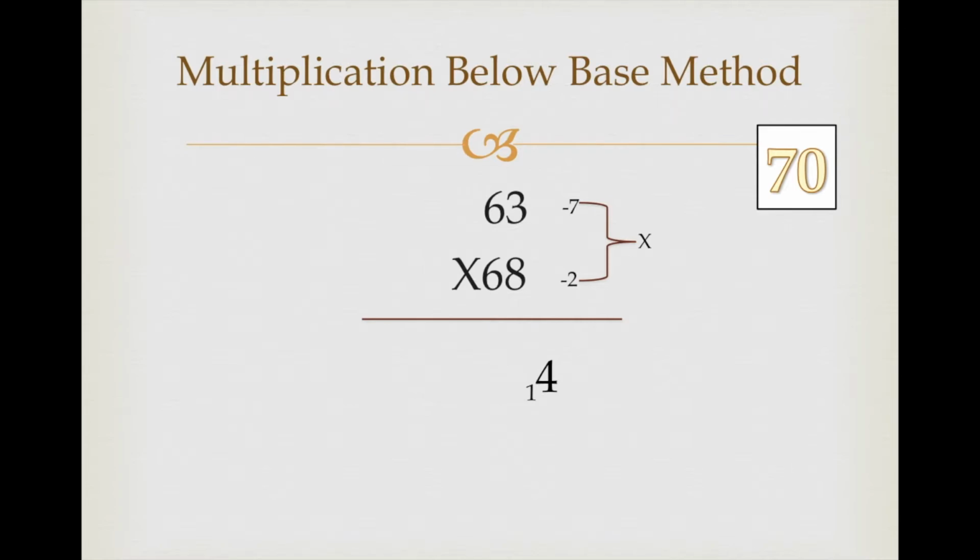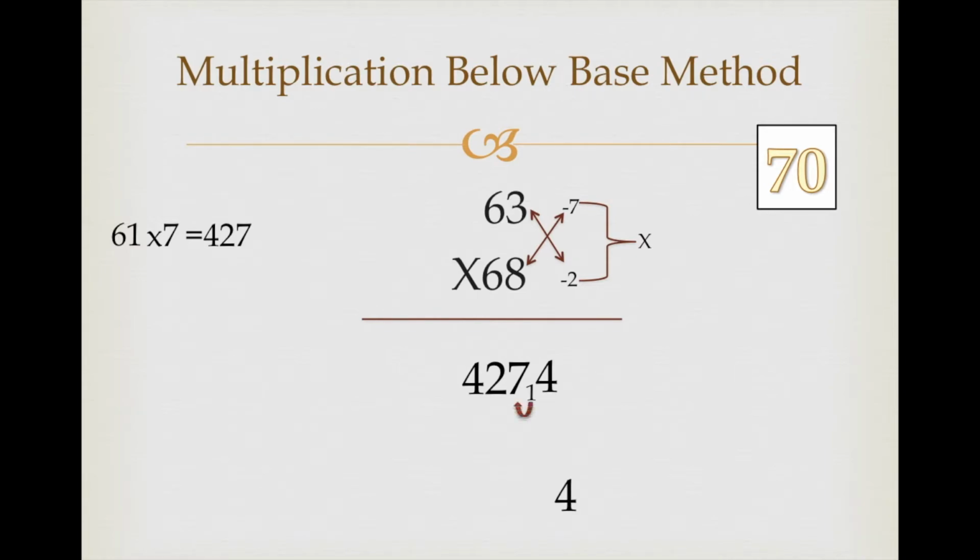Now cross subtract and check whether the results are same or not. 63 minus 2 gives us 61 and 68 minus 7 also gives us 61. Multiply this 61 with 7, it will give us 427. Write 427. We need to adjust the carry now.